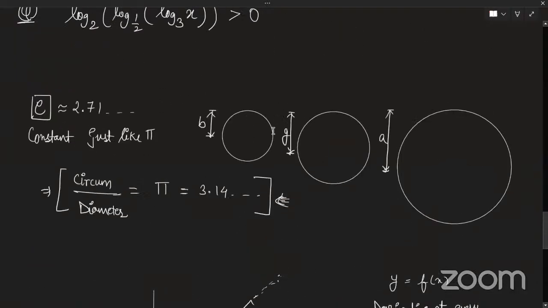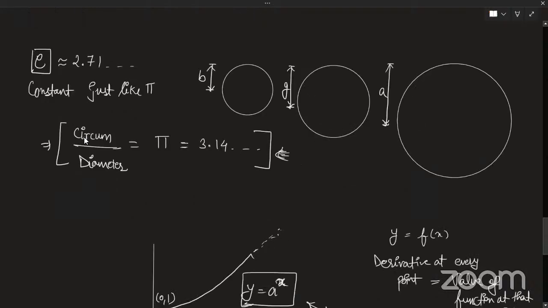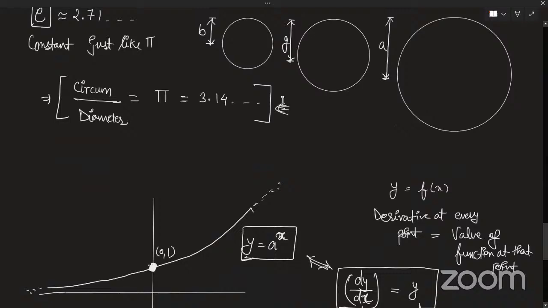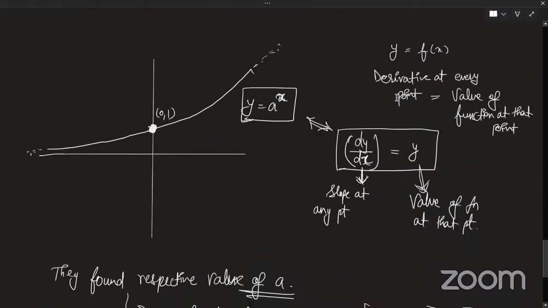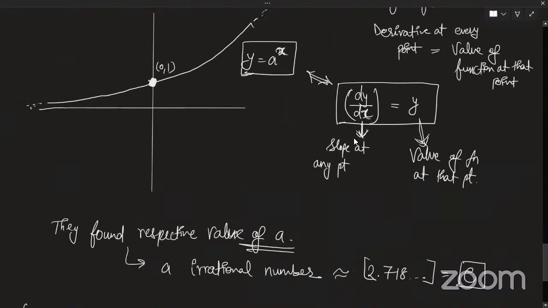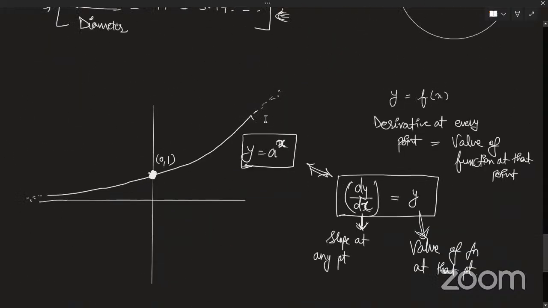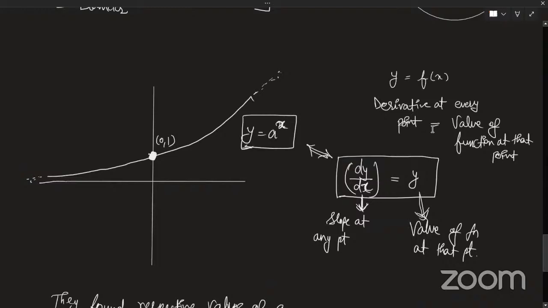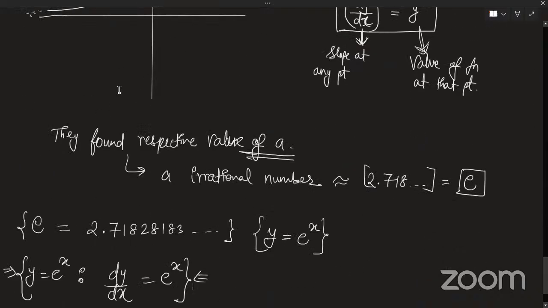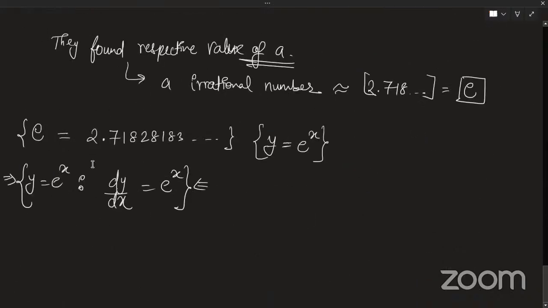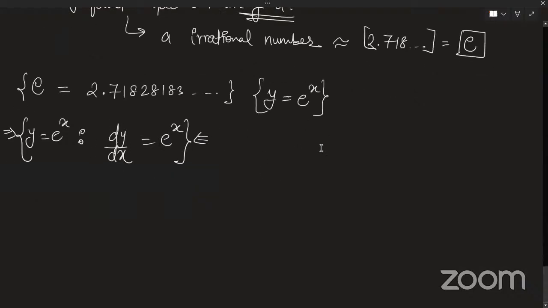Just like we had pi. You draw any circle, the ratio of its circumference and diameter will always be equal to this particular constant value, 3.14, whatever that was, an irrational number. Similarly, I draw such a curve whose slope at every point should be equal to the value of the function at that point. So that's how I get e raised to x.